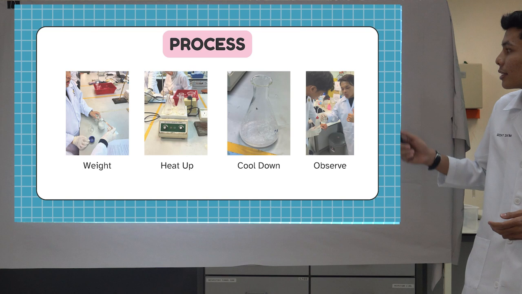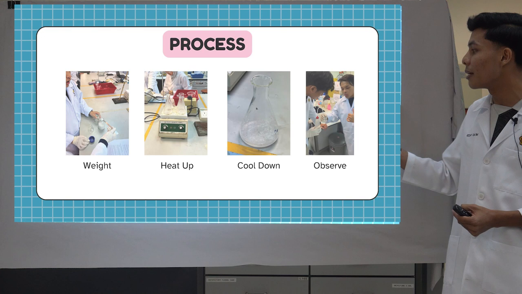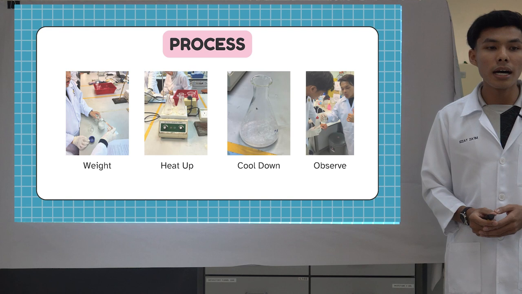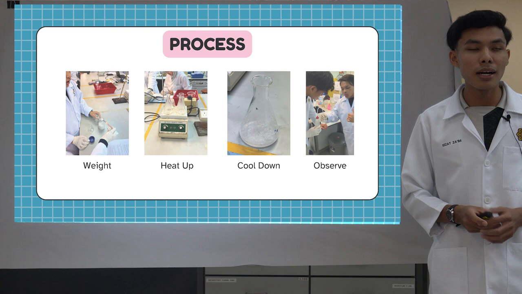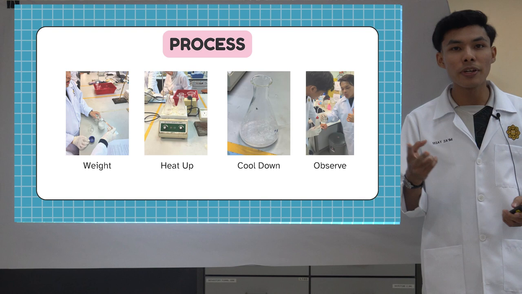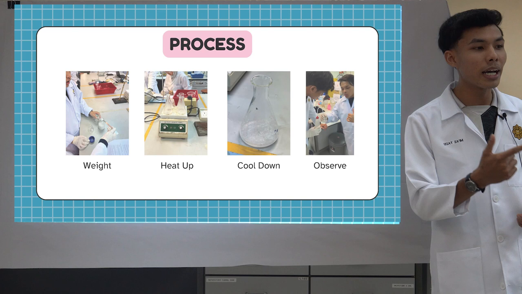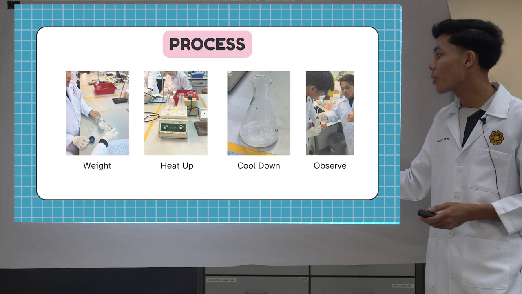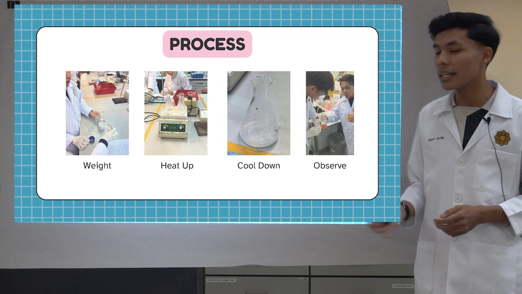After finishing the heating process, we can move to the third step, which is cooling down. In this procedure, we want our mixture to be cooled down in two different conditions. The first one is at room temperature, and the second one is at a very low temperature. So we put our first flask on the table so that it can cool down at room temperature.